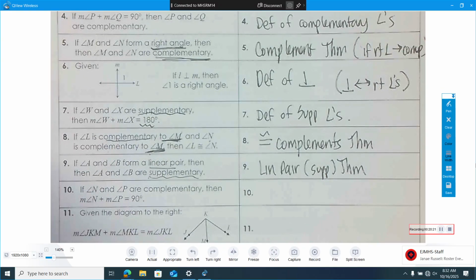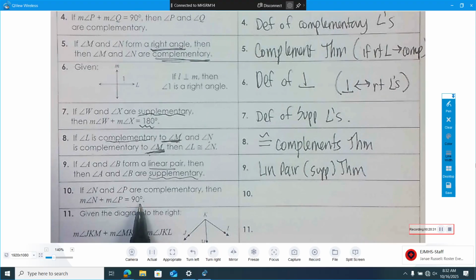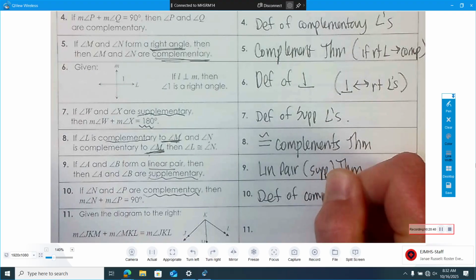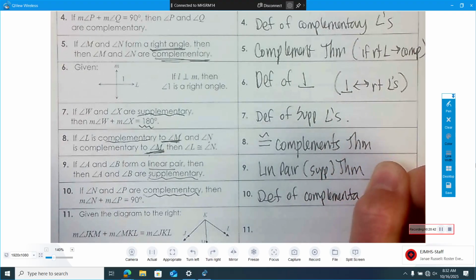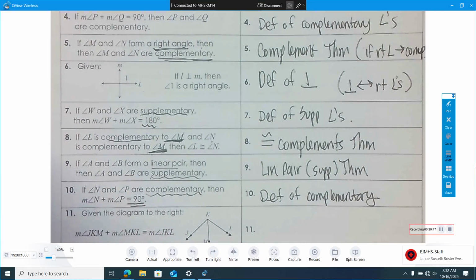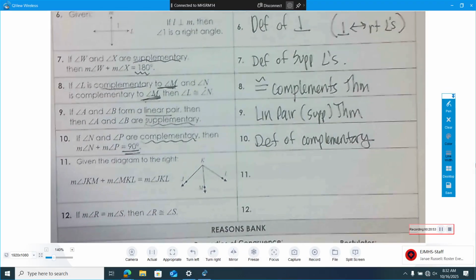Number 10. If angle N and angle P are complementary, then they add to be 90 degrees. What is that? Yeah, the definition of complementary. If complementary, then 90 degrees. Sum to 90 degrees would be even better.